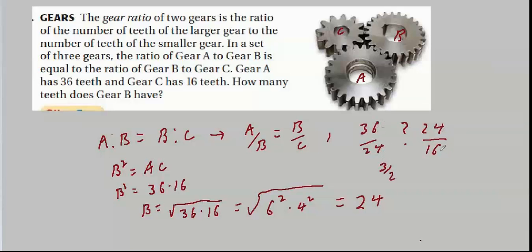What about 24 over 16? Well, suppose we divide through by 8 with both. Divide 24 by 8, divide 16 by 8, and we get 3 halves. So, we have an equality, which is what we were looking for. So we seem to have the right answer.